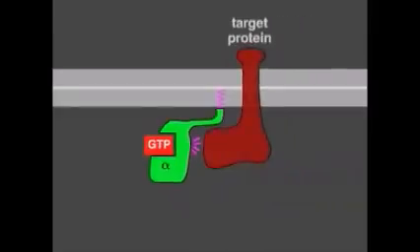In some cases, as shown here, the activated alpha subunit dissociates from the activated beta-gamma complex, whereas in other cases, the 2 activated components stay together. In either case, both of the activated components can now regulate the activity of target proteins.